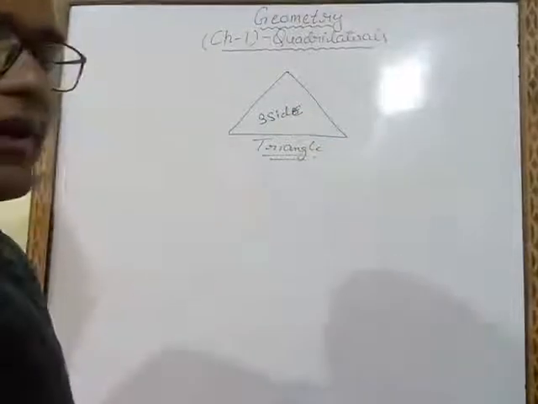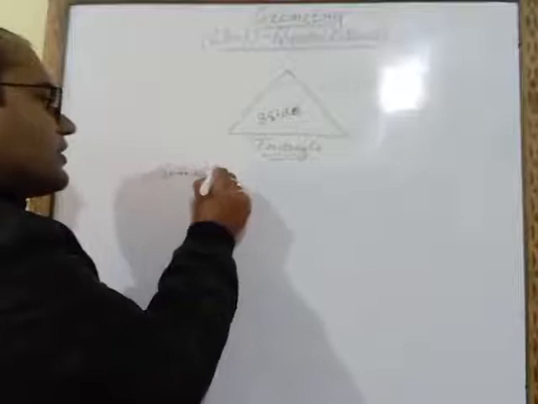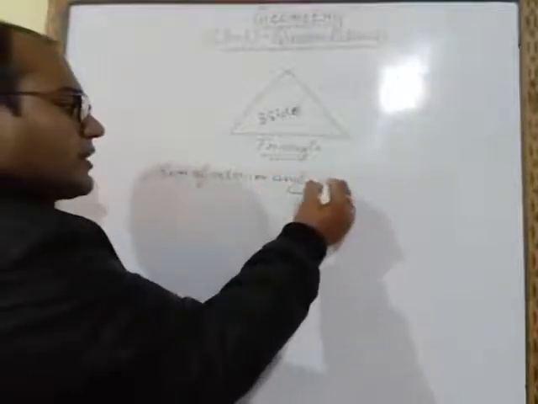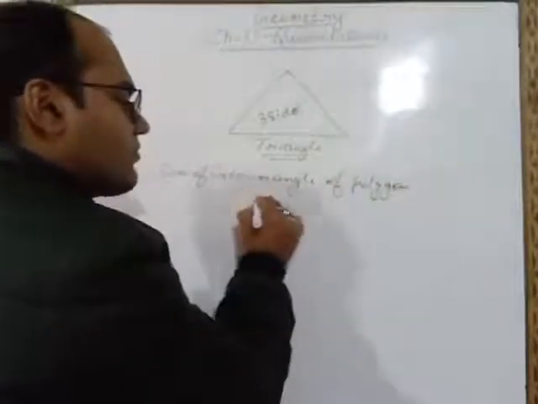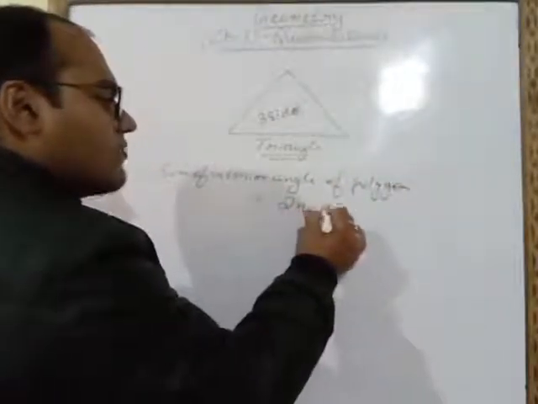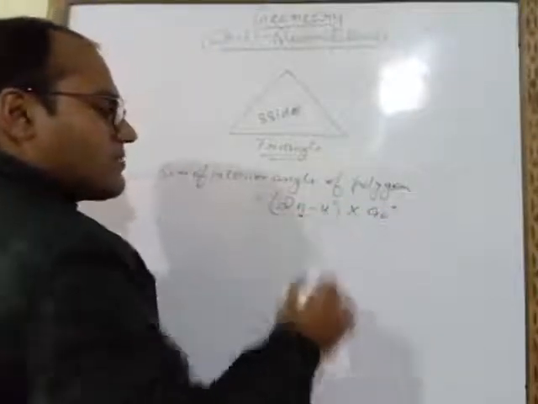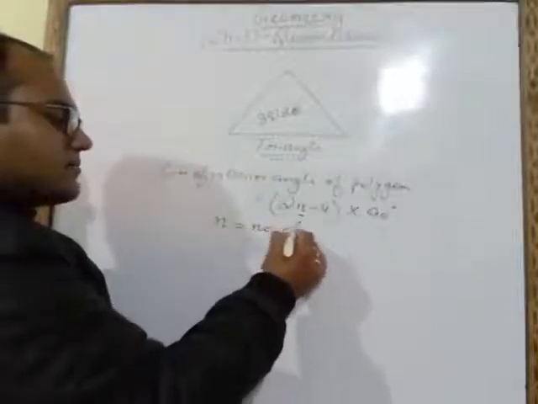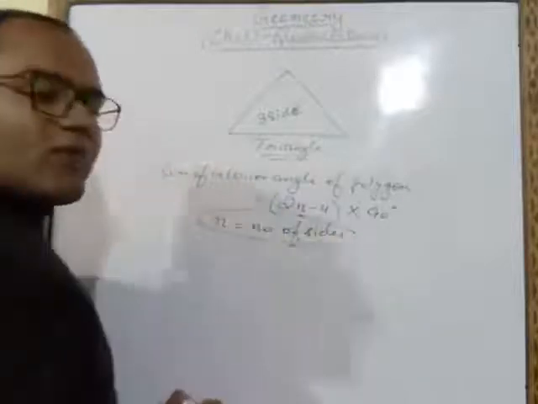So in order to find the sum of interior angles of a polygon, you have to remember one formula. The formula is (2n minus 4) into 90 degrees. Now what is this alphabet n? n represents the number of sides. Here n denotes the number of sides.